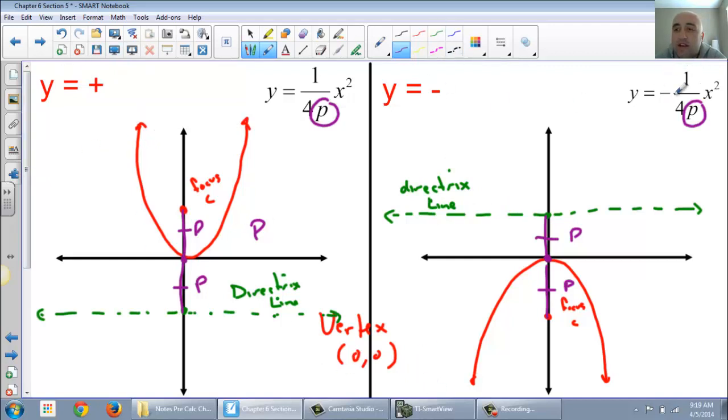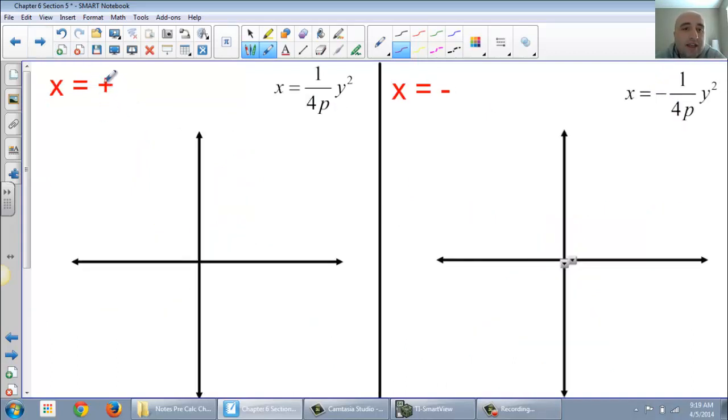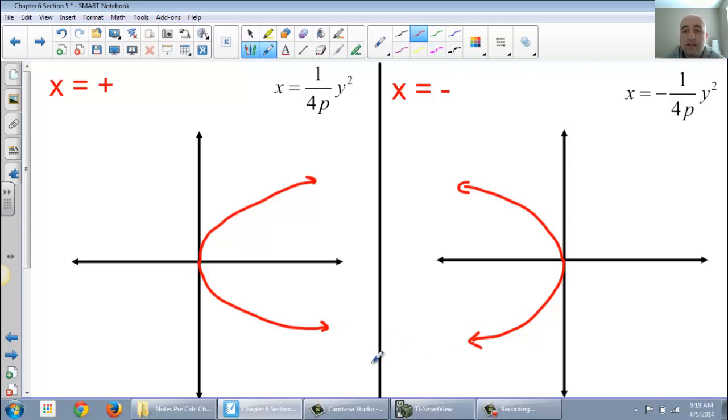y equals a negative number opens down, and then onward to our next two. So now we have an x equals a positive and x equals a negative. So here are our right and left parabolas. The one on the left, x equals positive, should open up towards the positive x side. And the x equals negative should open up towards the negative x side. Once again, our vertex is at 0, 0. Notice our vertex is at 0, 0.